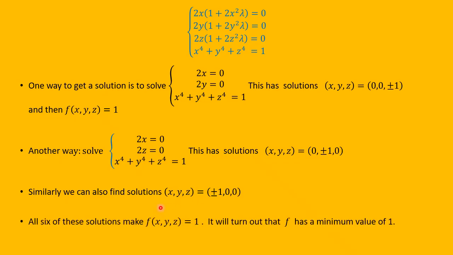So what happens is we have 6 solutions to the system of equations up here that make f of x, y, z equal to 1. And we'll find out later that this is a minimum. This is actually the absolute minimum value of the function. The absolute minimum value of f is 1 when that constraint is taken into account as we did up here.